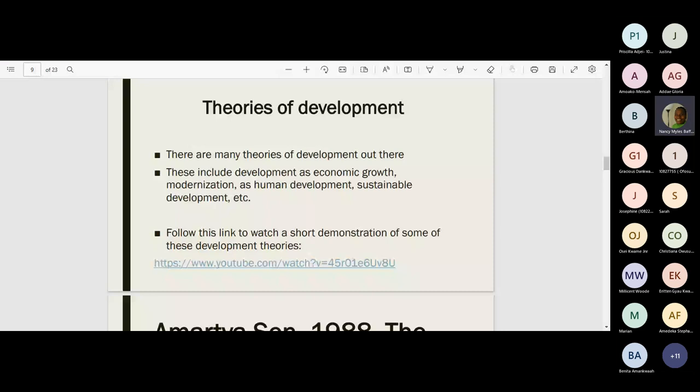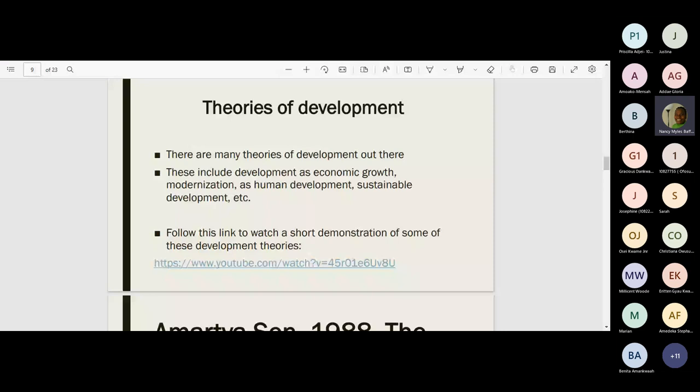There are many theories of development out there. These include development as economic growth, modernization, as human development, sustainable development, and so on. There are so many, my friends. So you can be focusing on an aspect of development in the whole discussion. Sometimes I move from national to human, then to sustainable development, development that you can sustain.